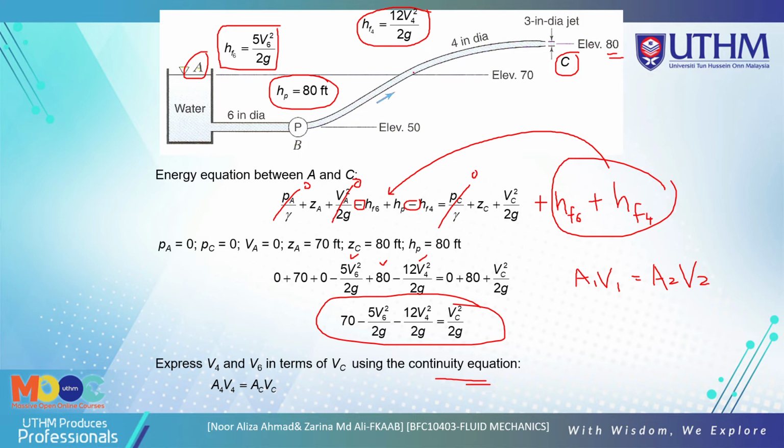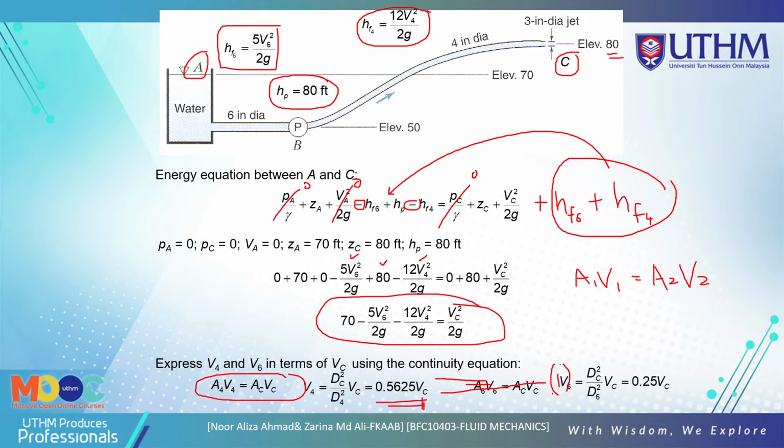Maksudnya pada area pipe in 4-inch diameter is equal to area at the C here and the VC here. So we use this continuity equation, and we get the V4 in terms of VC. We just put as the one here. A6 V6 is equal to AC VC. So we get the VC as the 2 here.